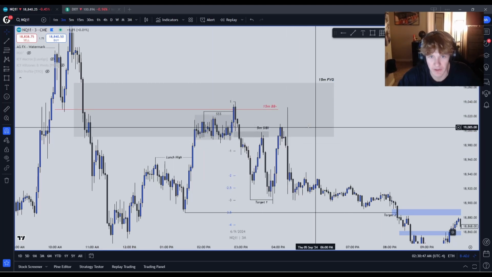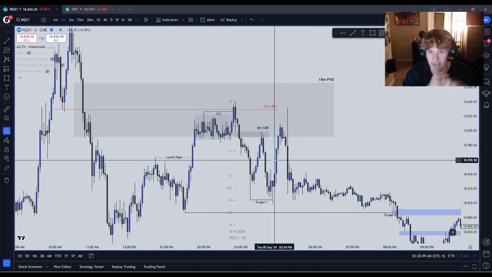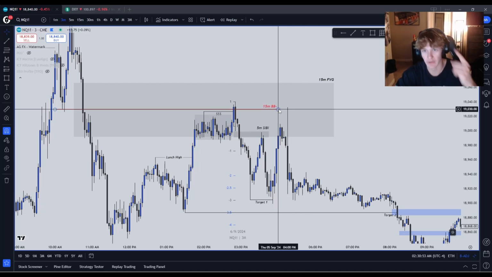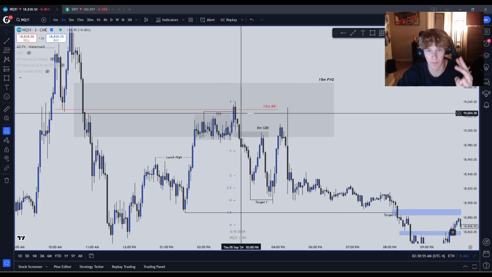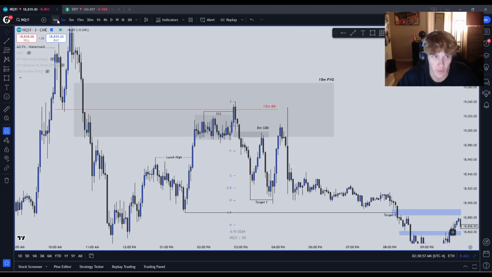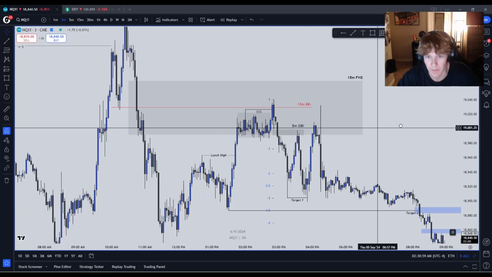Creating a market maker sell model. So the market maker sell model is taking out liquidity, tapping into a high time frame confluence. So we have 15-minute breaker, 15-minute fair value gap, and taking out buy side. So that's the start. So we're looking for some sort of inverse or some sort of fair value gap entry.